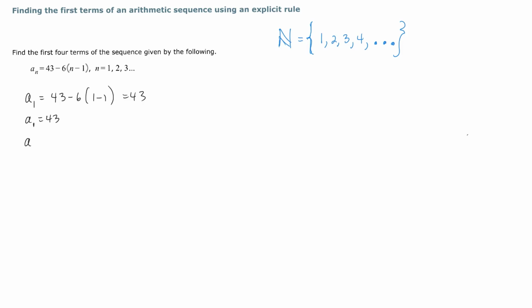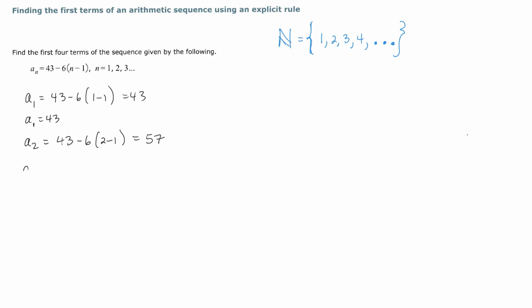Let's find a sub 2. A sub 2 is equal to 43 minus 6 times (2 minus 1), and 2 minus 1, of course, is 1. So do the order of operations. Do inside the parentheses first, and you'll notice you'll get 57. Therefore, a sub 2 is 57. I'm actually going to summarize it at the end. That will make things easier.